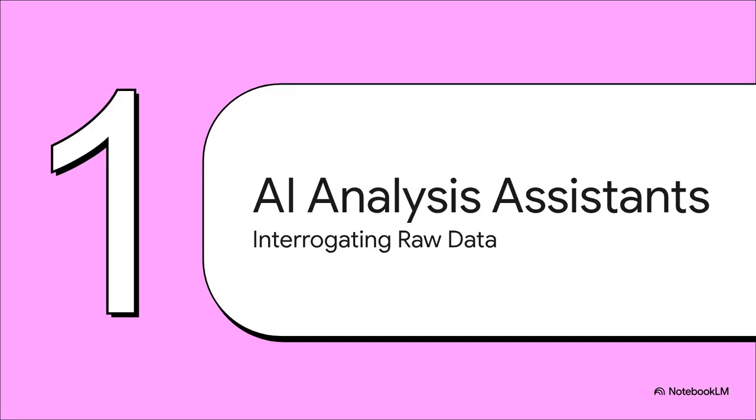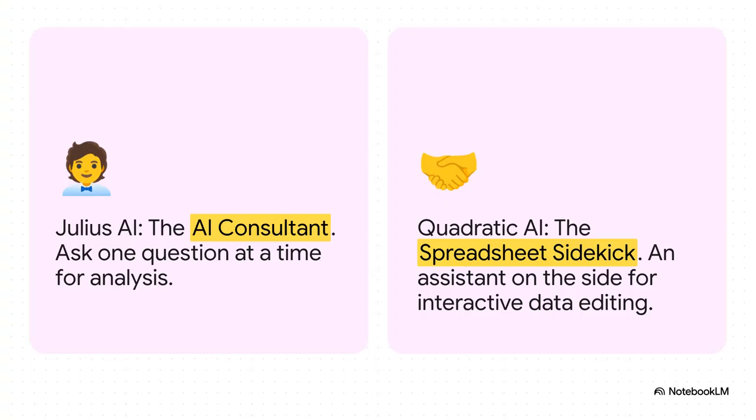Okay, first things first, you've got this raw data set. Before you can find the story hidden inside, you have to talk to it. You have to ask it questions. And this is exactly where your AI analysis assistants shine. We're going to look at two really cool options here, Julius AI and Quadratic AI.